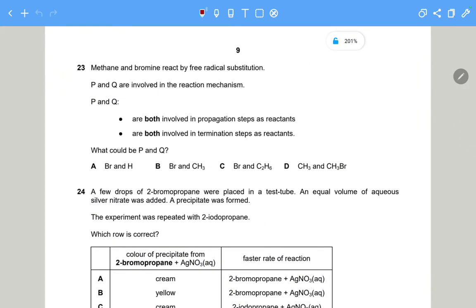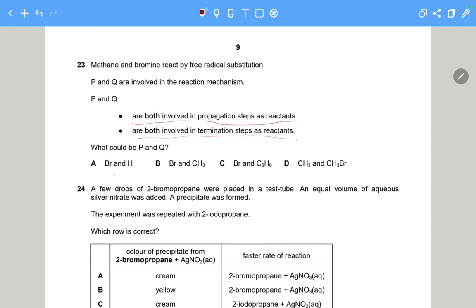Question 23. Methane and bromine react by free radical substitution. P and Q are involved in the reaction mechanism. P and Q are both involved in propagation steps as reactants, and are both involved in termination steps as reactants. So what could be P and Q? So Br and H, no, I don't think of them as reactants really, so they won't be involved.